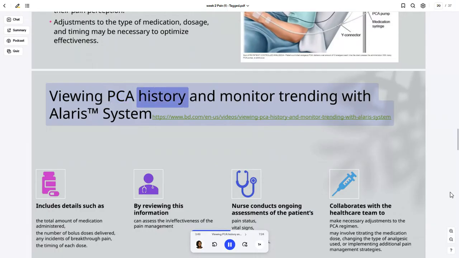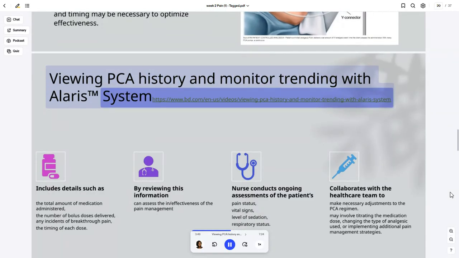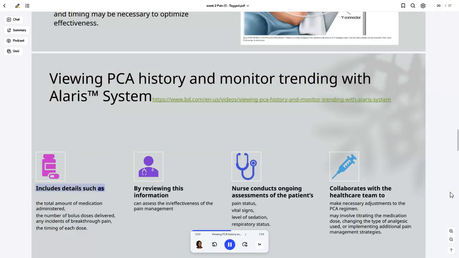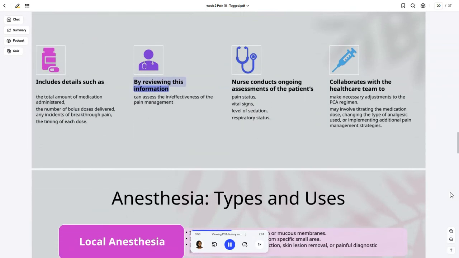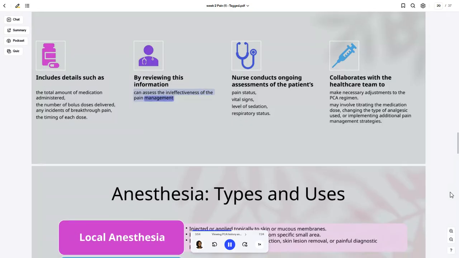Viewing PCA history and monitor trending with the Alaris system. The history includes details such as the total amount of medication administered, the number of bolus doses delivered, any incidence of breakthrough pain, and the timing of each dose. By reviewing this information, the nurse can assess the effectiveness of the pain management.